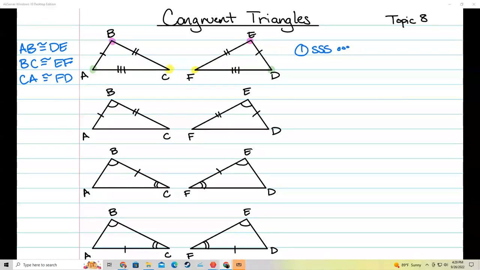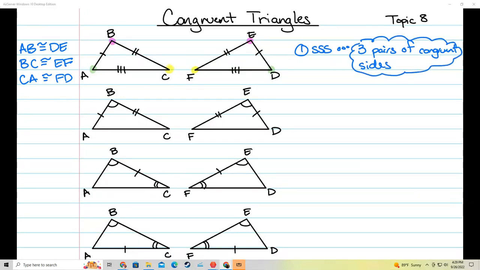This is when we have three pairs of congruent sides. If you can establish that you have three pairs of congruent sides, then you know those triangles are congruent. So what I'm saying is these triangles are for sure congruent because I have three sets of congruent sides, 1, 2, and 3. That means it's the exact same triangle, it's just in a different spot. Okay, let's look at the next one and see how that differs.